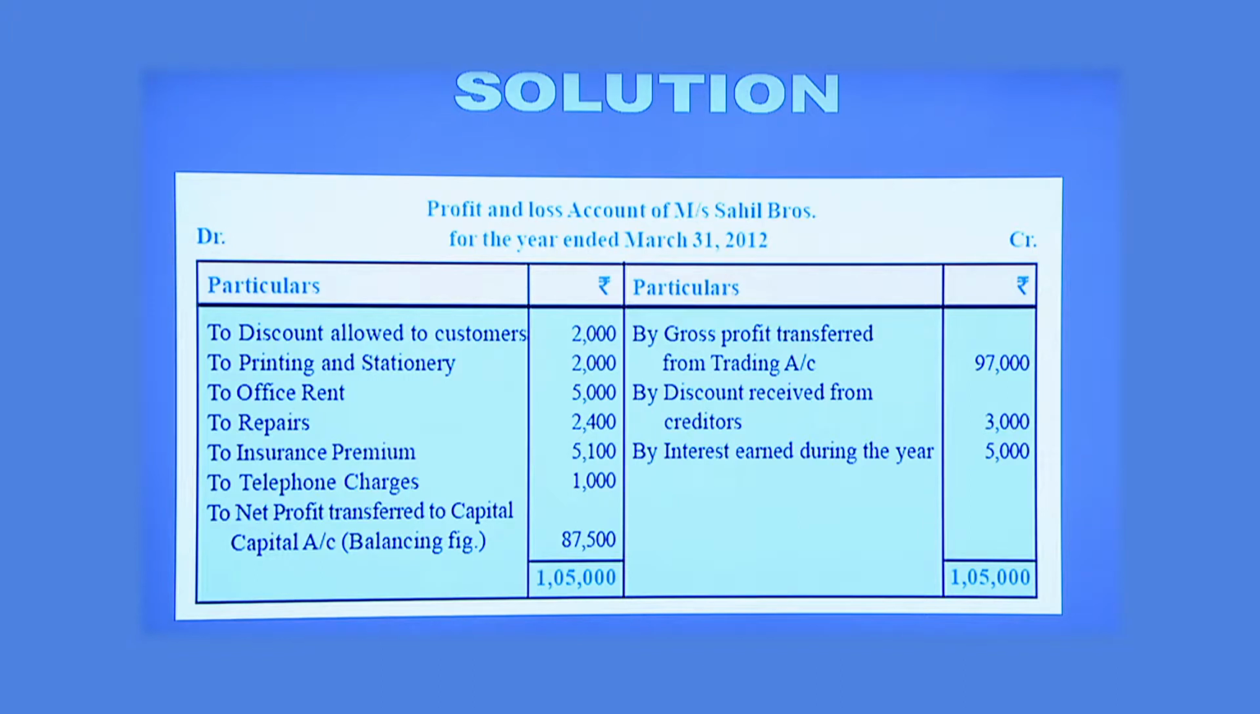Here also you have to find out the total. So, find out the biggest total and that will be written as a total amount, that is 1,05,000. You have found a shortage on the debit side of the profit and loss account, that is 87,500, that is coming as a net profit. I think you have identified the preparation of profit and loss account and trading account.